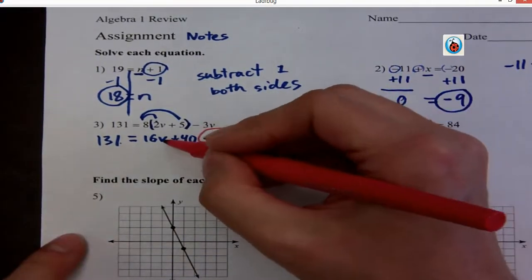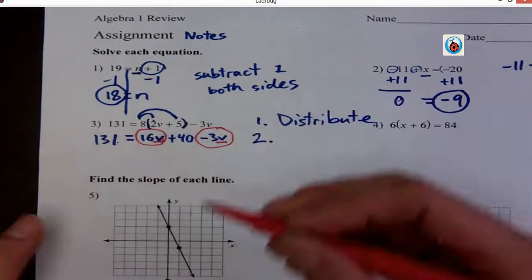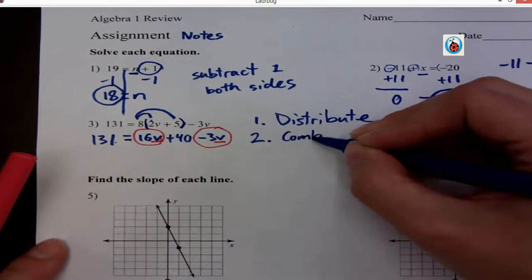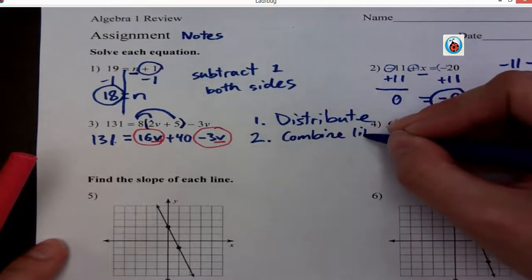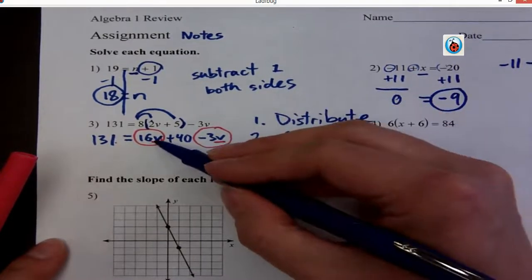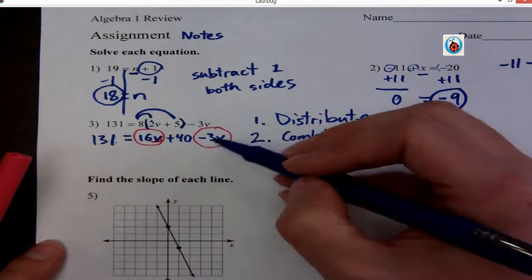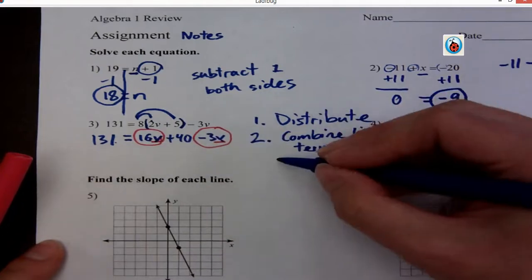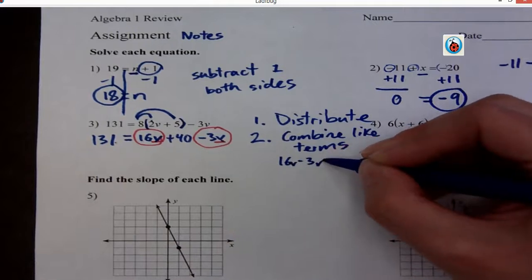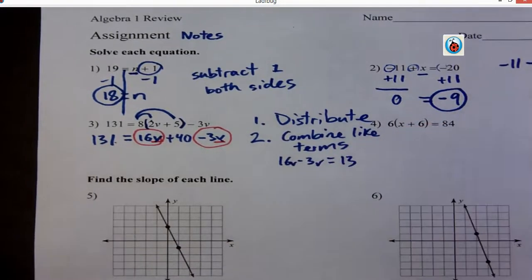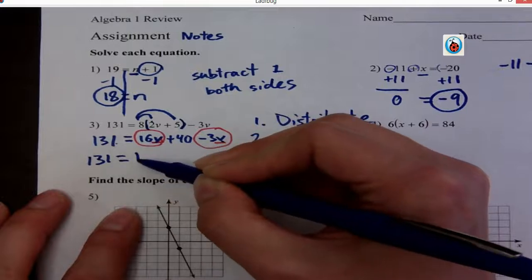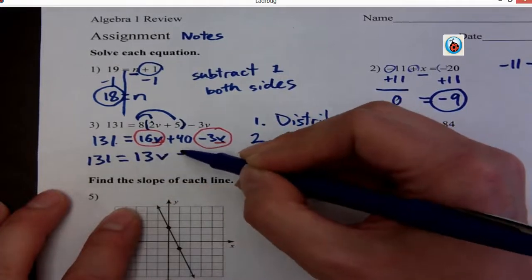Step 2 is we have some like terms. We have a v here, we have a v here, and so we're going to combine like terms. So like terms means they have the same variable on the same side of the equation. And so it's just 16 minus 3. Keep the v with both of them. That gives us 13. So again, we carry down 131 equals 13v plus 40.